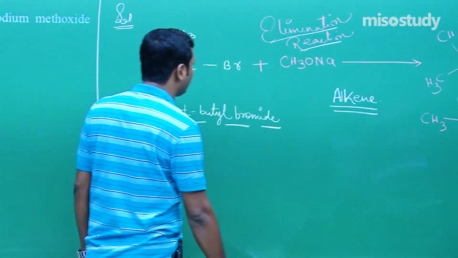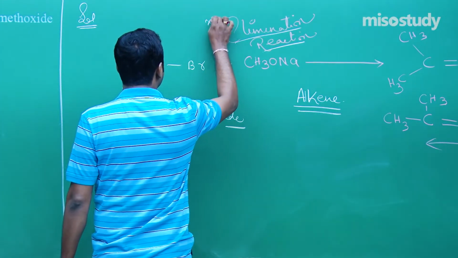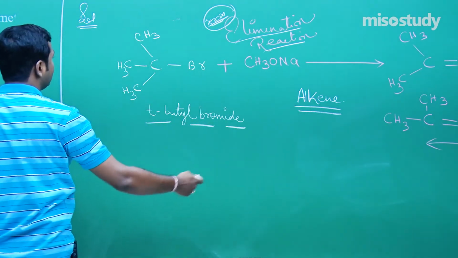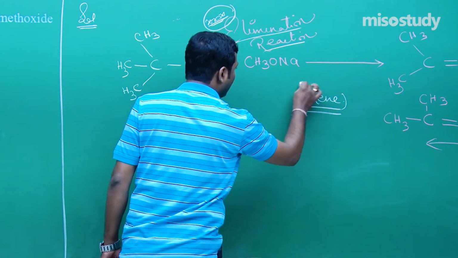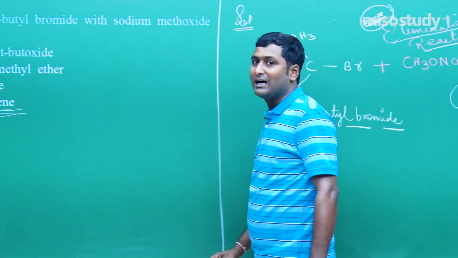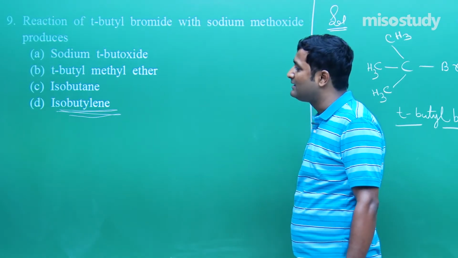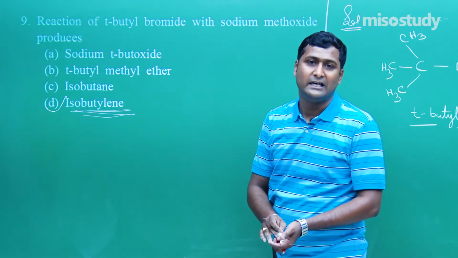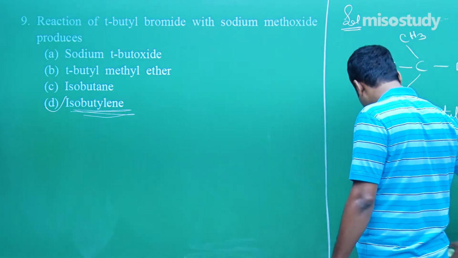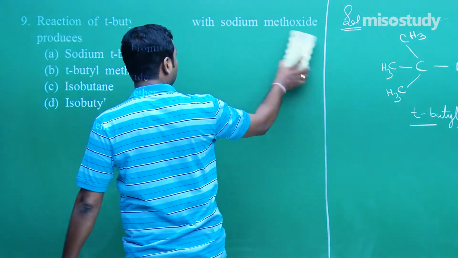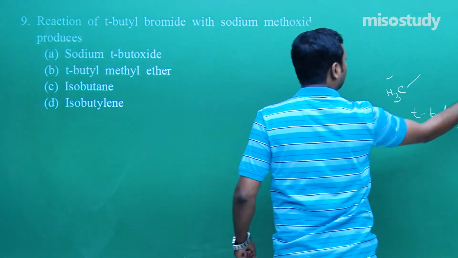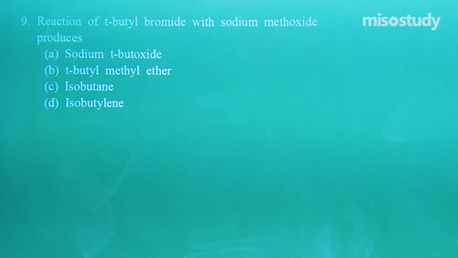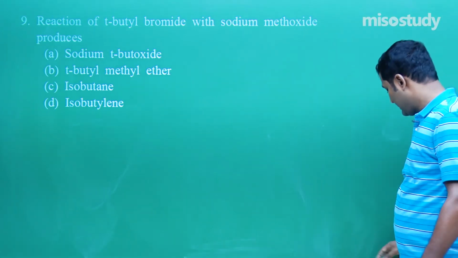Now look at the reaction complete. This is the complete reaction. In this case, no substitution, elimination reaction takes place. Remember this reaction. This is the simplest form, alkene, and the product contains double bond. So the answer in this case we can say is isobutylene. For question number 9, D is the correct option. Now friend, let's move to the next question.